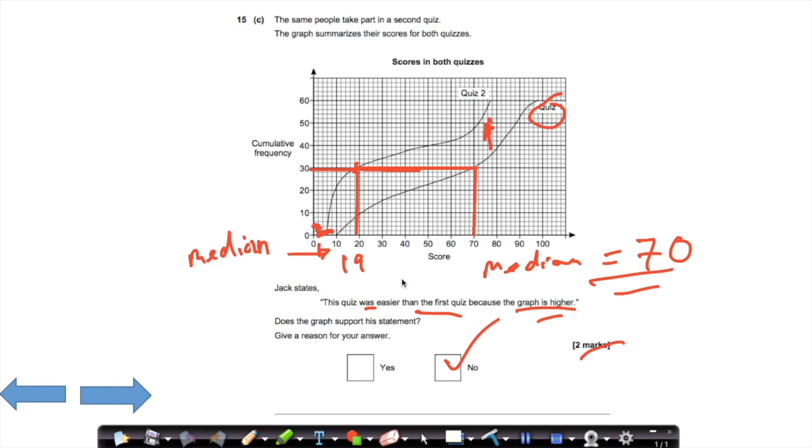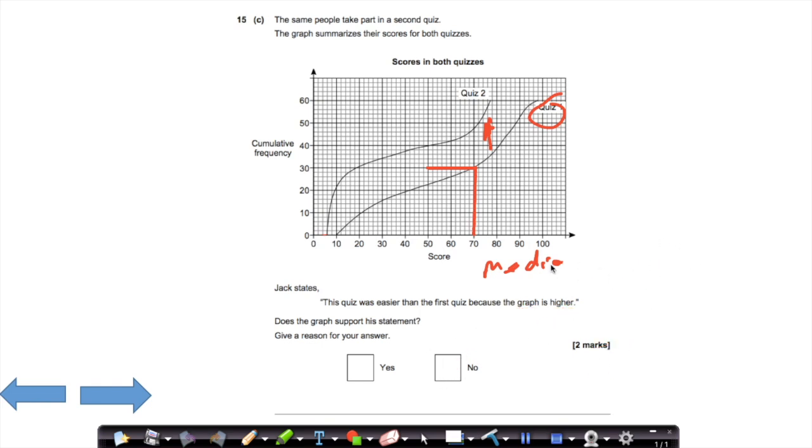You could also talk about the range being lower on quiz 2, but that wouldn't actually give you any marks because we're talking about the ease. So which one is easier, which one was harder, and the range would be a good comparison for the spread of data, but it wouldn't actually tell you anything very informative on how easy it was.